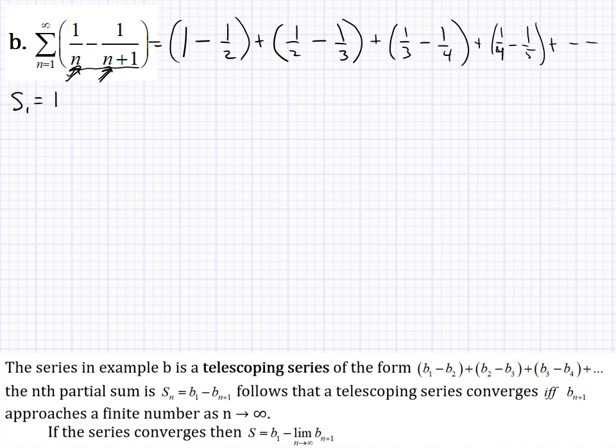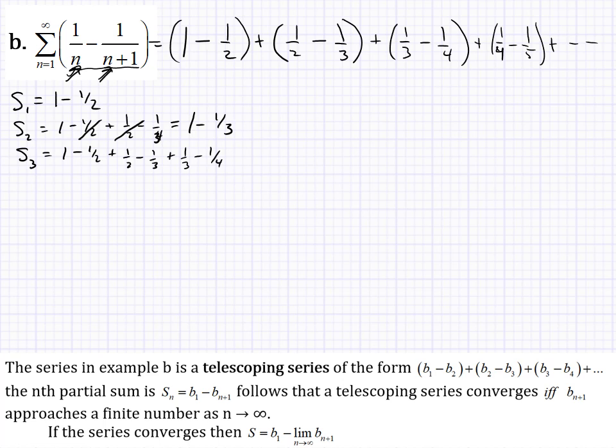The first partial sum is 1 minus 1/2. I'm going to leave it like that. The second partial sum is 1 minus 1/2 plus 1/2 minus 1/3. And what you see is these halves cancel, so we end up with 1 minus 1/3. Third partial sum, 1 minus 1/2 plus 1/2 minus 1/3 plus 1/3 minus 1/4. And you see all this stuff inside cancels out, and we're just left with 1 minus 1/4.